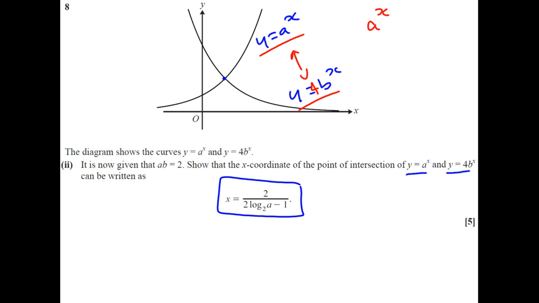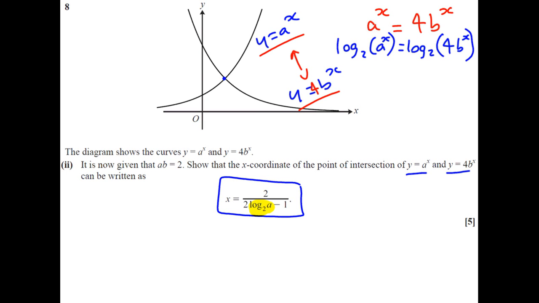So a to the x equals 4b to the x. Okay, you can kind of cheat here and think what I want is something with log to base 2 in. So I'm actually going to use that to know what to do with this question. I'm going to take log to base 2 of both sides of that equation. Okay, so log to base 2 of a to the x equals log to base 2 of 4b to the power of x.